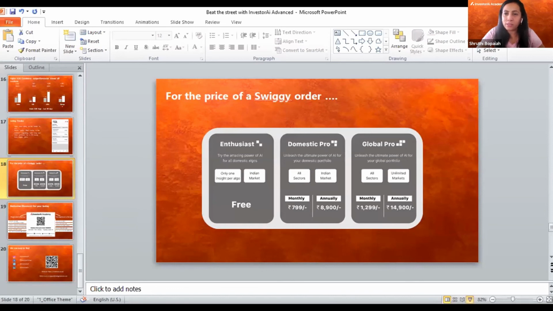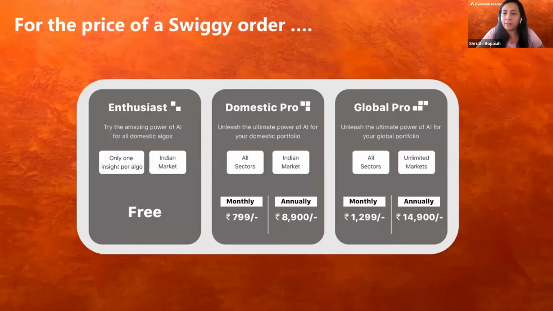Having said that, just to give you some information, here are the 3 plans that we have. We love to say we're at the price of a Swiggy order. Instead of ordering Swiggy today, you can have a month-long usage of InvestorAi. We are more useful than Swiggy, for sure. And then you can have many, many Swiggy orders for the rest of the month. That's what we're trying to say. On the enthusiast plan, Akshay and Sarthak explained, you are seeing sample insights that will give you a sense of what you can do.